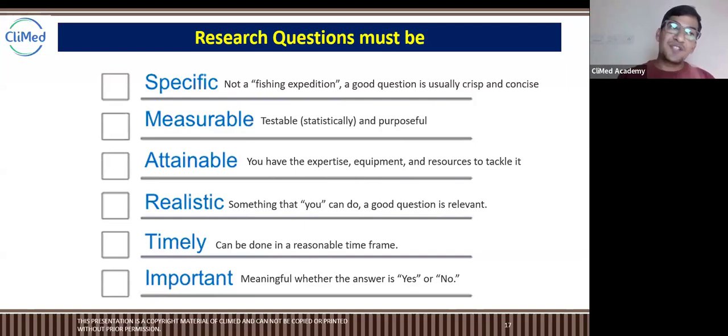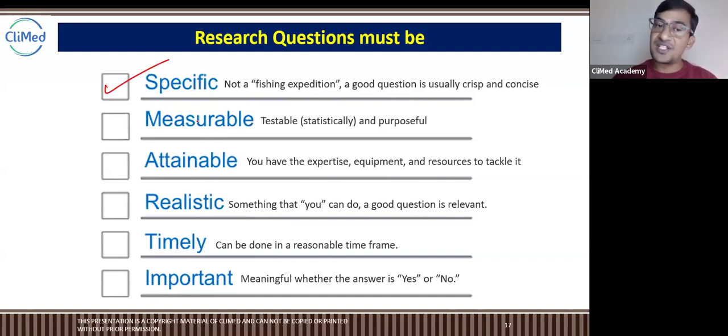In that specific area, then we will search the literature. We'll find out in diagnostics what is new, what is trendy, what has not happened, what has happened. Then only can we come up with a question. Questions will not come with the rain. You have to brainstorm for a good question. So the first thing in research question framing is that it should be specific.